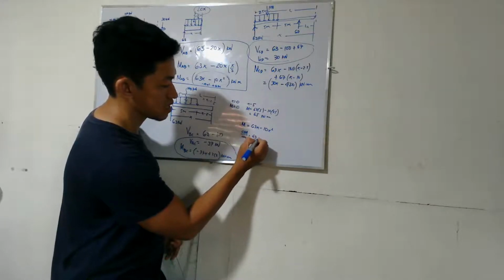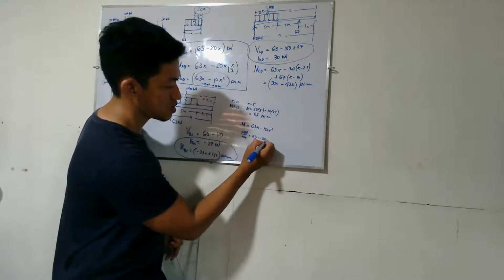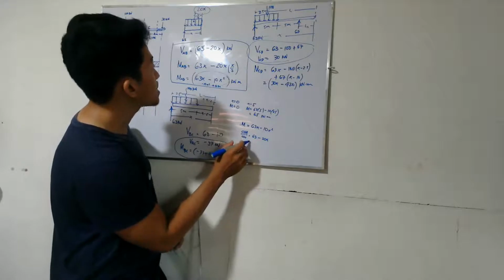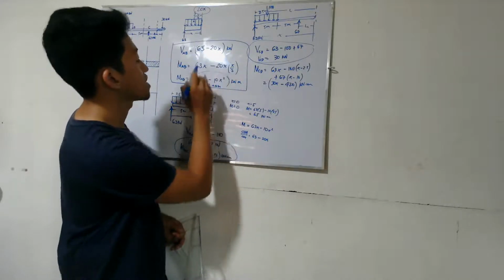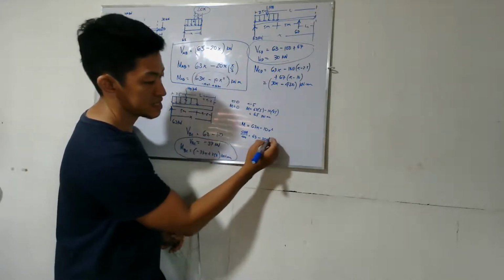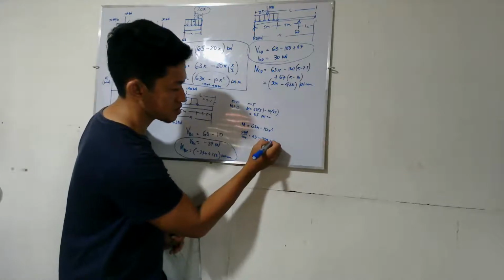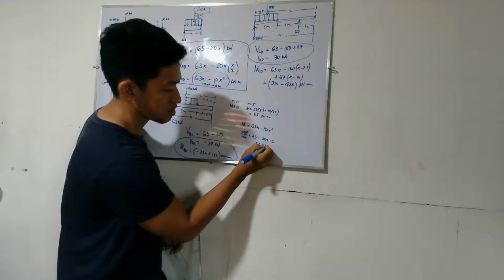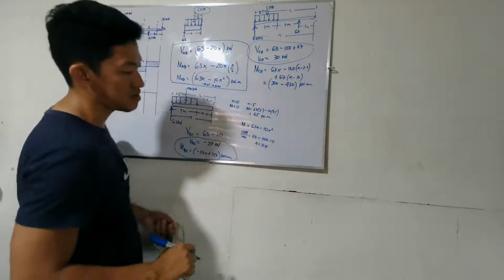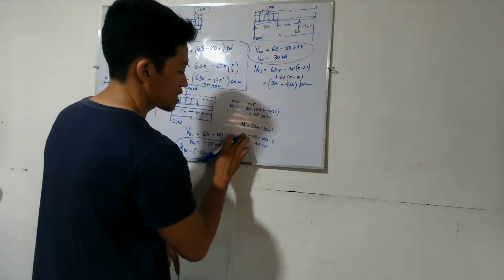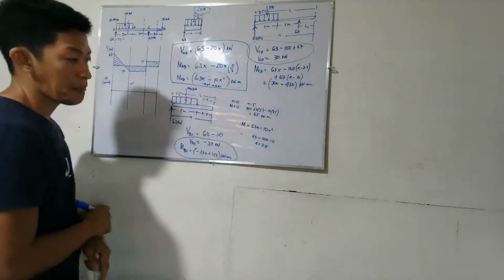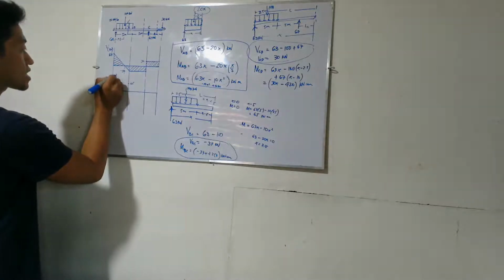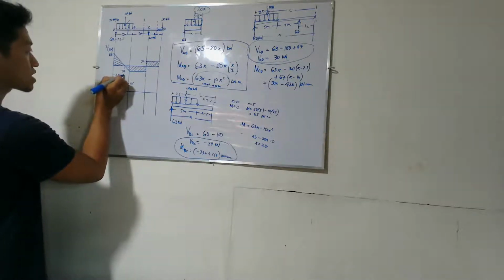We get 63 minus 20x. Set it equal to 0. You will get x equal to 3.15 meters.